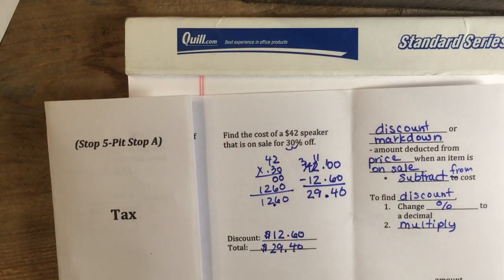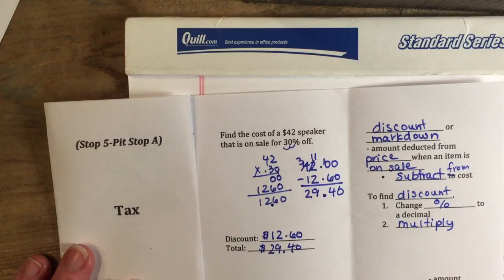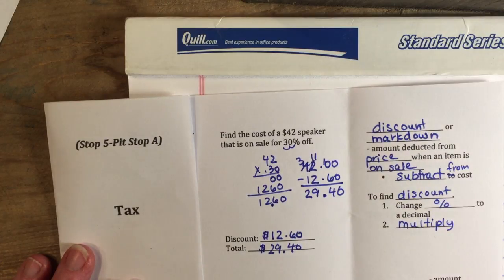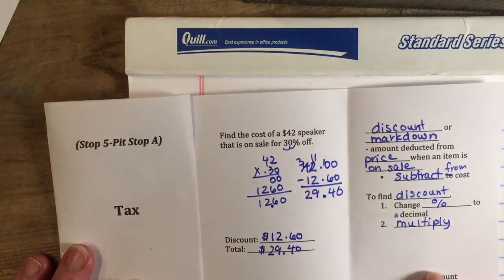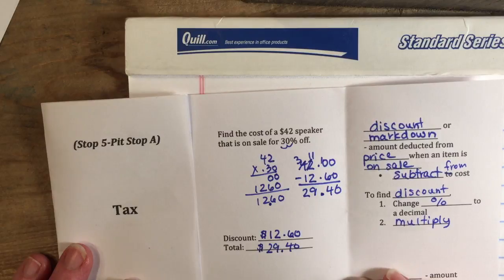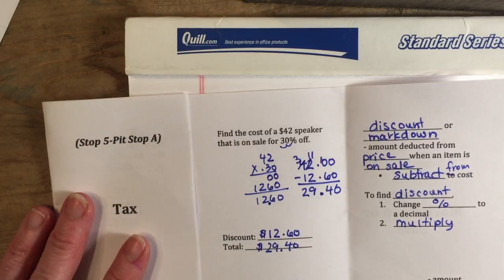All right, so a markdown. Is that what I want to do? Oh, I'm sorry. No, a markup. So discount, markdown, and sale all pretty much mean the same thing. So you could use the same process to do that, but they're all going to discount an item or subtract from the price of an item.